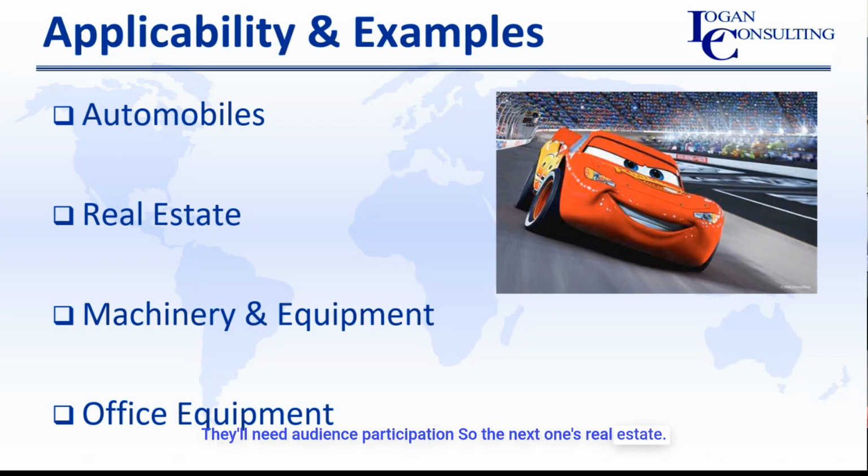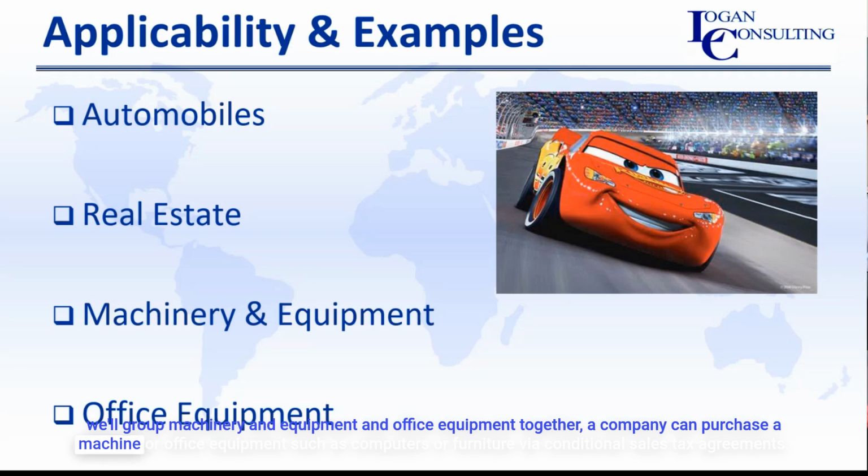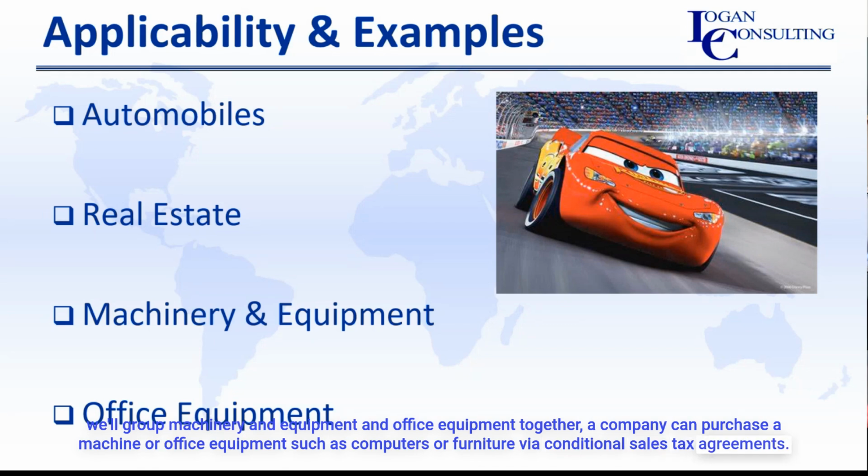So the next one's real estate. A buyer may move into a house under a conditional sales tax agreement. The buyer makes monthly payments, and if they default, the seller can reclaim that property. We'll group machinery and equipment and office equipment together. A company can purchase a machine or office equipment such as computers or furniture via conditional sales tax agreements.